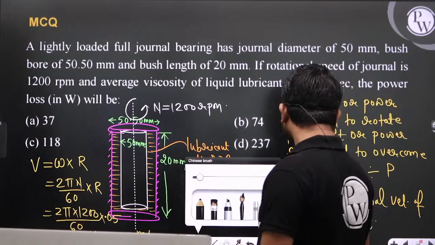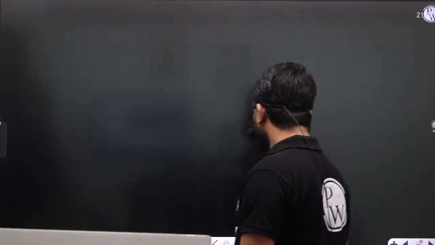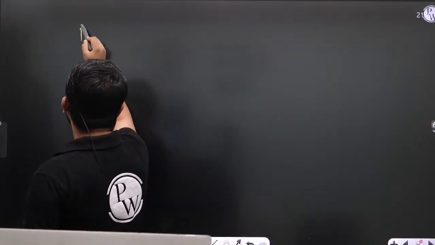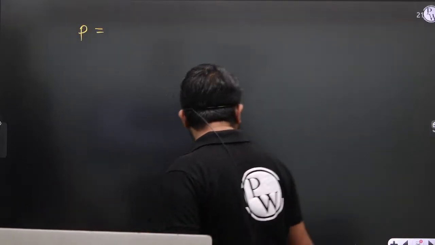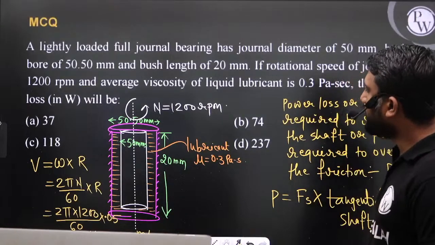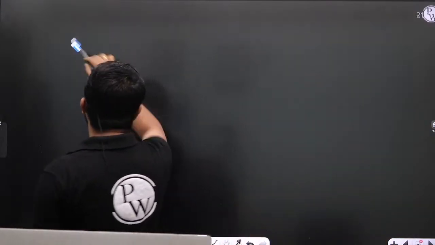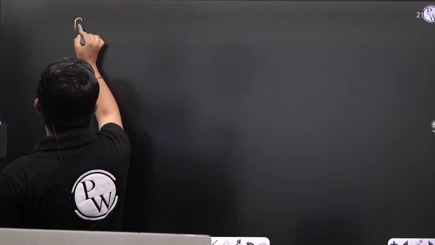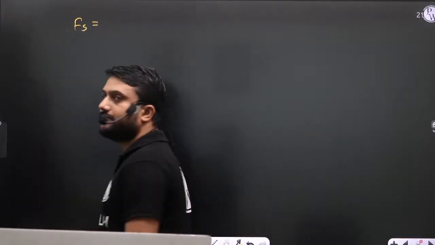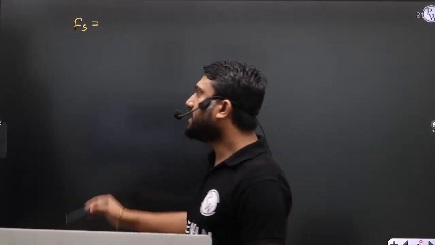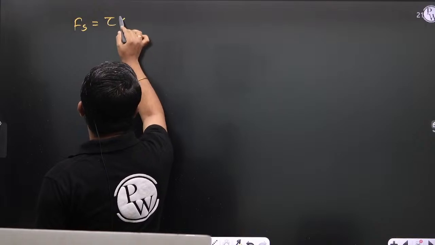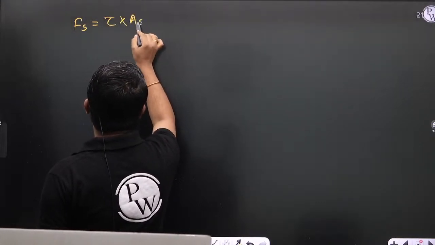Fine. Now we know the tangential velocity of the shaft. Now what is the shear force experienced by the shaft? The shear force experienced by the shaft is shear stress multiplied by the shear area, right?